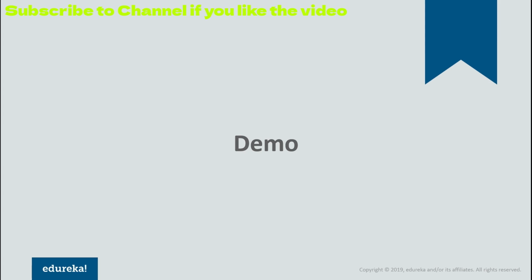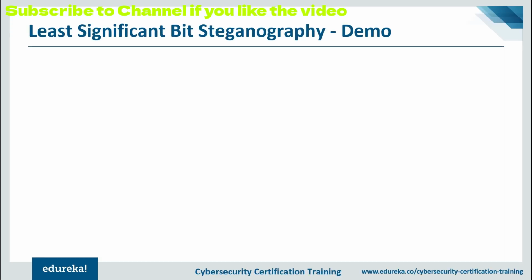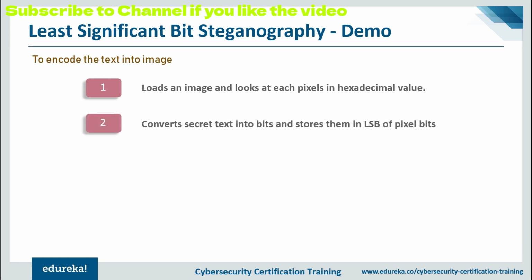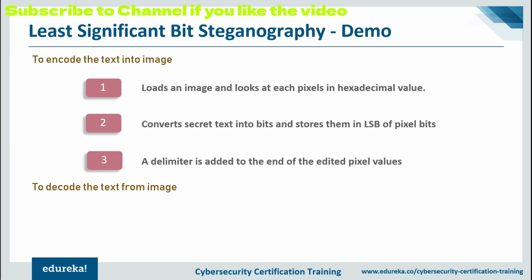In this demo, we'll see how to use the concept of LSB steganography and hide secret text in an image. So here are the steps involved. First, to encode the text into the image, the program loads an image and considers each pixel's hexadecimal value. Then the program asks you for the secret text and converts it into its binary form. And then one by one, it stores the secret message bits into the LSB of the image pixels, which is our blue value bits of the RGB model. After the message is embedded into the image, the program adds a delimiter to the end to determine when the text ends. So here ends the encoding process.